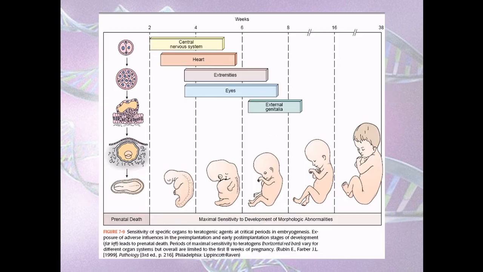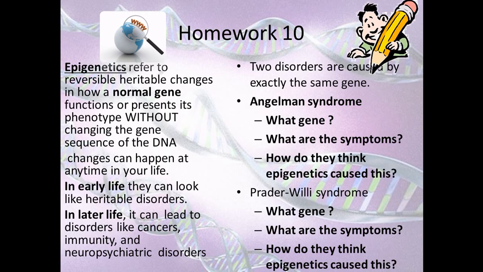And then, oops, I skipped over one. There we go, the last homework question. So the last homework question is epigenetics. And epigenetics is kind of unique because with epigenetics, you don't change the DNA sequence. The DNA sequence is still exactly the same. What happens is you turn off or turn on the genes differently.